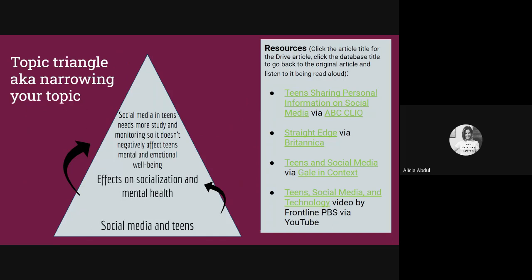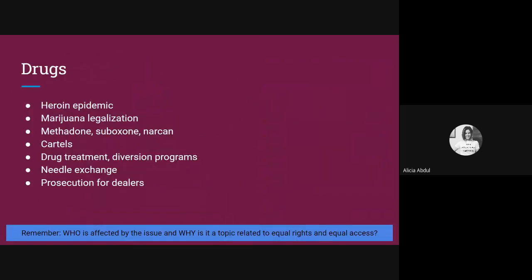And you'll notice on the box that the resources are all clickable. So you'll see that there are 4 different resources. The first 3 are all database articles from databases that we have here in the high school library. And the 4th one is a video, usually from YouTube by some kind of company or media organization. So this gives you an actual topic that you can research, a narrowed topic, and then the resources available to do it.